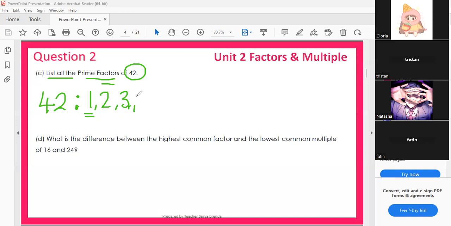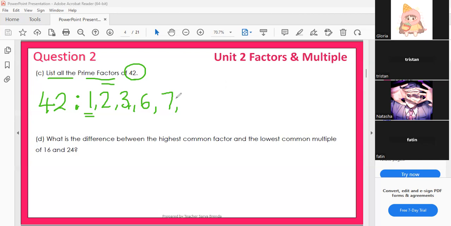So go on now. 4 cannot, 5 cannot, 6 can, okay? 42 divided by 6. How about 7? Also can. 42 divided by 7 is 6. How about 8? Can 42 divide by 8? Is 42 in the times table of 8? No. How about 9? No. How about 10? No. 11? No. 12? No. 13? No.